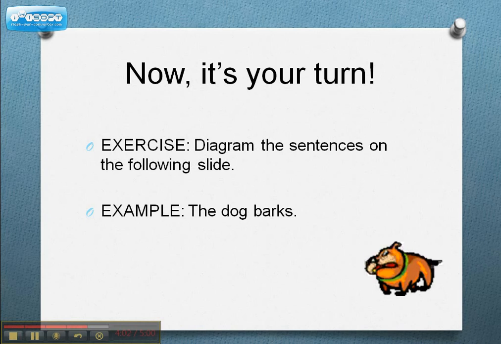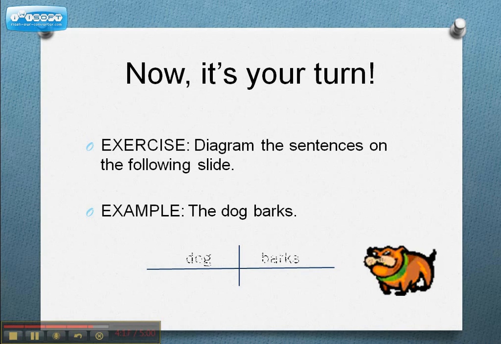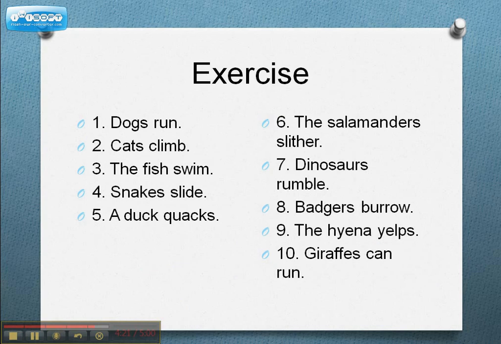Now it's your turn. You are going to diagram the sentences on the following slide. So for an example sentence, the dog barks. You write your horizontal line, add a vertical line. You write your subject, dog, on the left, your verb, barks, on the right, with the modifier the underneath. Now, using your paper and pen or pencil, I would like for you to practice what you've learned by diagramming these sentences. This concludes our mini lesson.